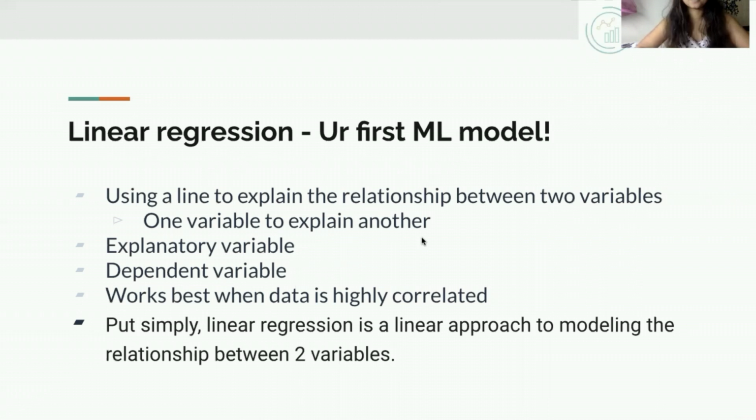So linear regression is going to be your first ML model. And what linear regression basically is, it's a way to model the relationship between two variables. One, which is the dependent variable, like the name suggests, depends upon the values that the other variable, the explanatory variable, takes on to get its own value. So its own value depends upon the value of the other variable, and we try to find a way to mathematically model this relationship between these two variables. So that's what linear regression is all about.